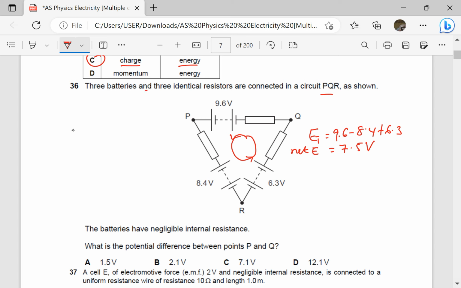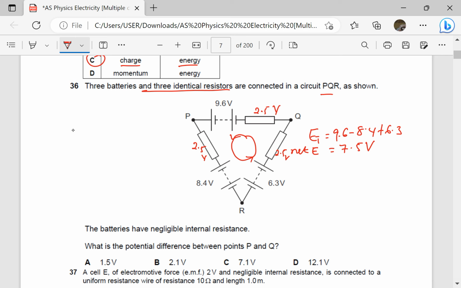Because the batteries are identical, this is the resultant EMF in the circuit. So the PD, or the effective EMF, is going to be shared equally, since the resistors are identical. The 7.5 is going to be shared equally among the 3 resistors, which means this one will take 2.5, this one will take 2.5, and this one will take 2.5 volts. The 7.5 has been shared equally.